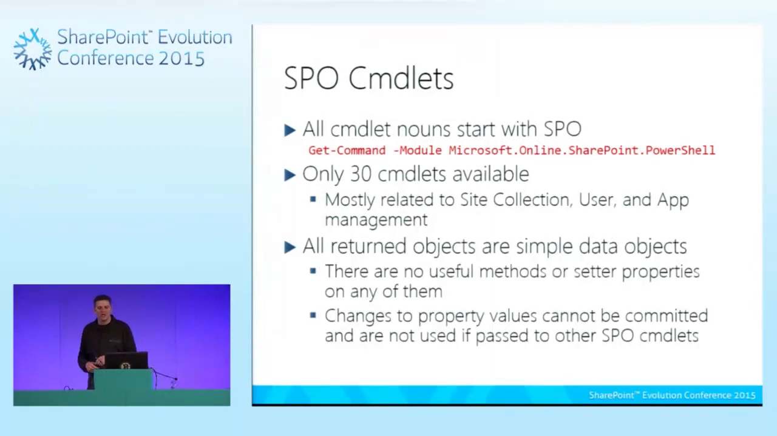I mentioned this earlier, but all the objects that I get back, so if I call Get-SPOSite, which is one of the commandlets I'll show, it's going to return back a data object. There are no useful methods, properties, setters on those or anything. So all it is, I've got a URL, I've got a title, here's my web template, all that kind of stuff. But I can't do anything to that object. It's just there for basically informational purposes.